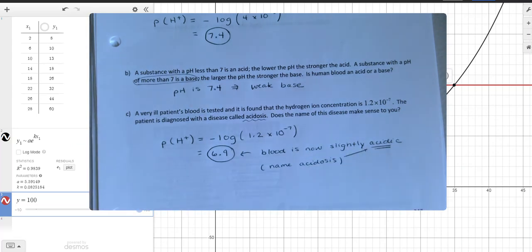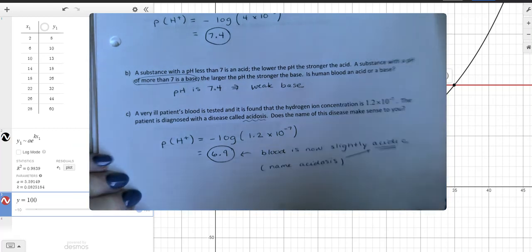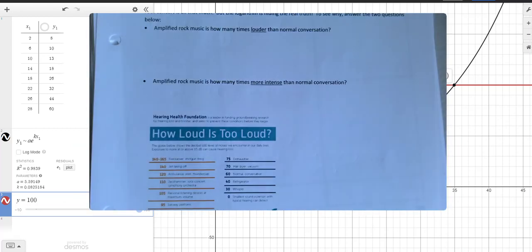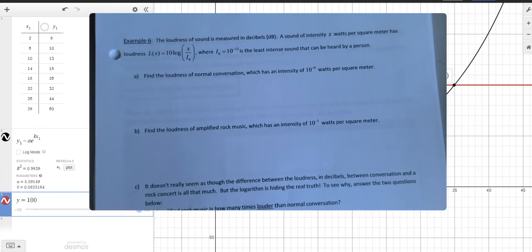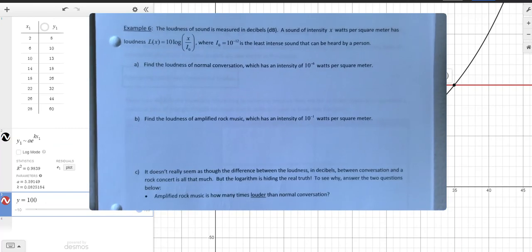So it kind of makes sense. All right, we've got one more problem to look through here in this section. Another situation where we use a logarithmic equation to measure something. You're often told about loudness of sounds in decibels, right?